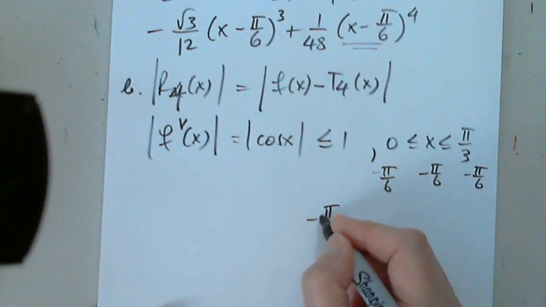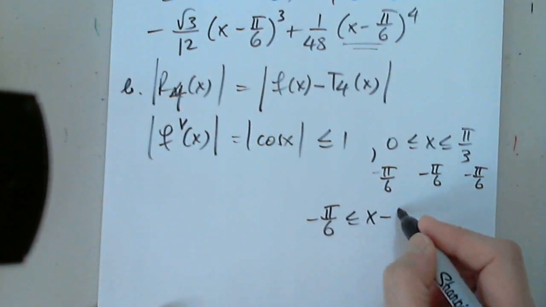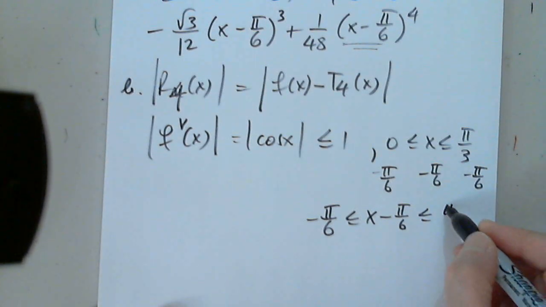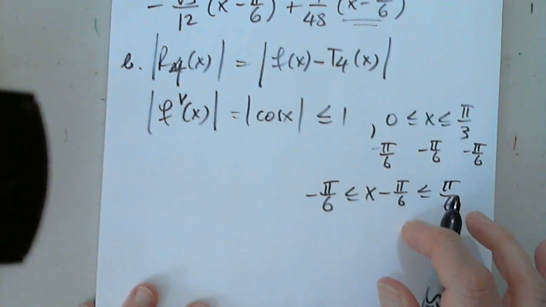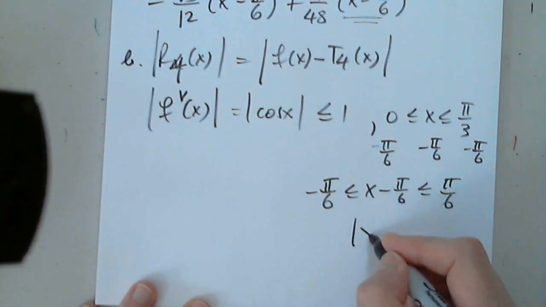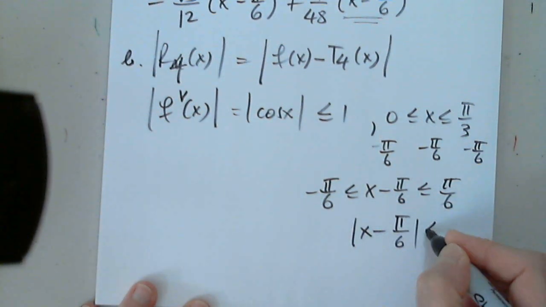And we get negative pi over 6 less than or equal to x minus pi over 6 less than or equal to pi over 3 minus pi over 6, which is pi over 6, because we need this for the remainder using Taylor's inequality. So the absolute value of x minus pi over 6 is less than or equal to pi over 6.